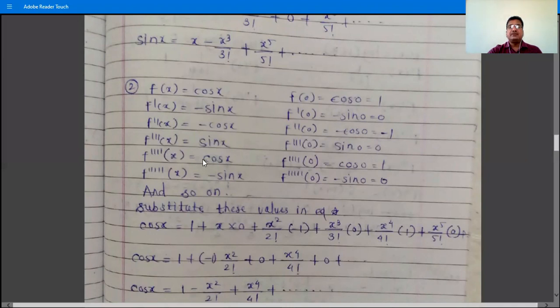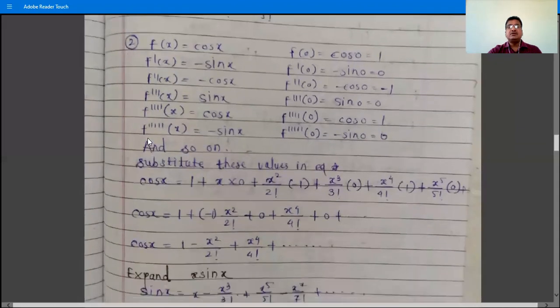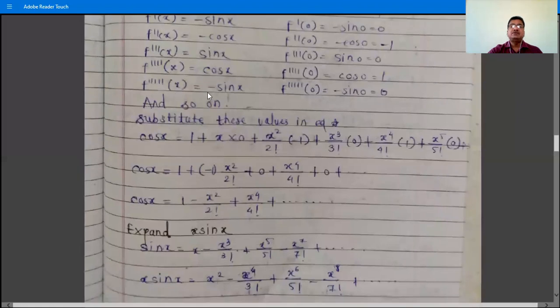Then the fourth order, f raised to 4 of x, the derivative of sin x, is cos x. And the value at 0 is cos 0, that is 1. Then the fifth order derivative: f raised to 5 of x, the derivative of cos x, is minus sin x. And the value at 0 is what? Minus sin 0, which is 0. If you find the next derivative, the sixth order derivative, the derivative of minus sin x is minus cos x. And the value at 0 is minus 1. So if you observe the values, 1, 0, minus 1, 0, 1, 0, minus 1, 0, 1, 0, minus 1, 0, in this way we have the values, and so on.